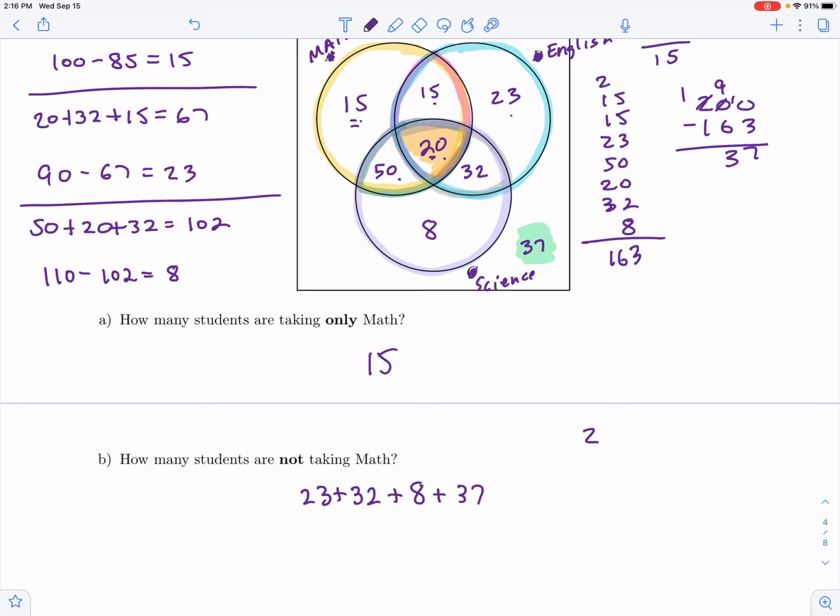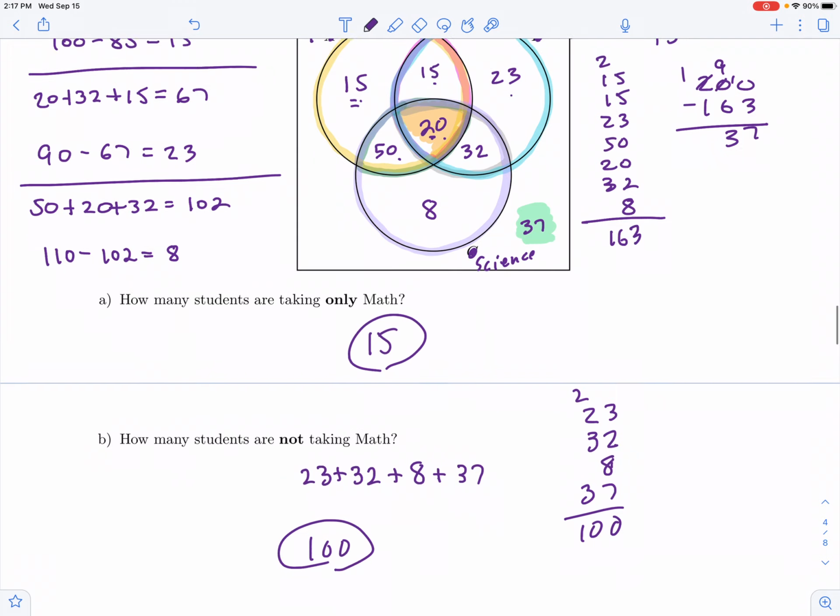So even though I wrote it this way, let me write it this way. I like adding this way better. So you get 10, 20, 3, 6, 7, 8, 9, 10. So it looks like we have 100 students total who are not taking math in this case. All right, so let's look at C.